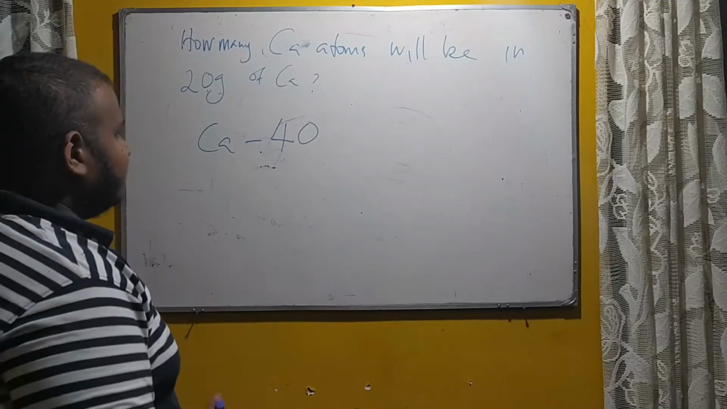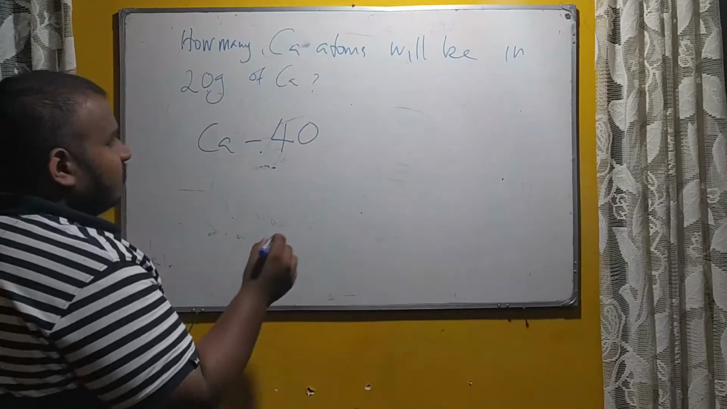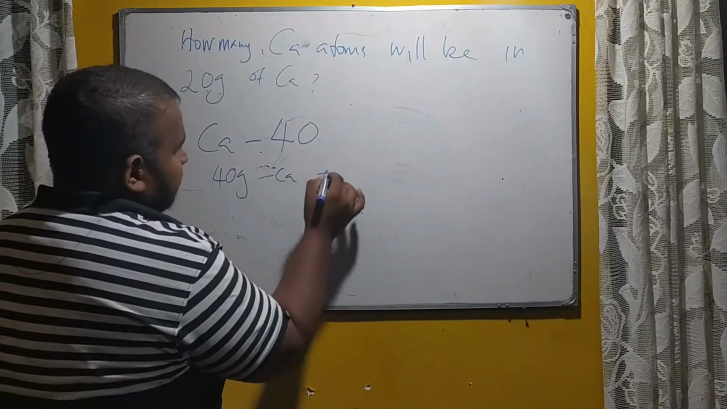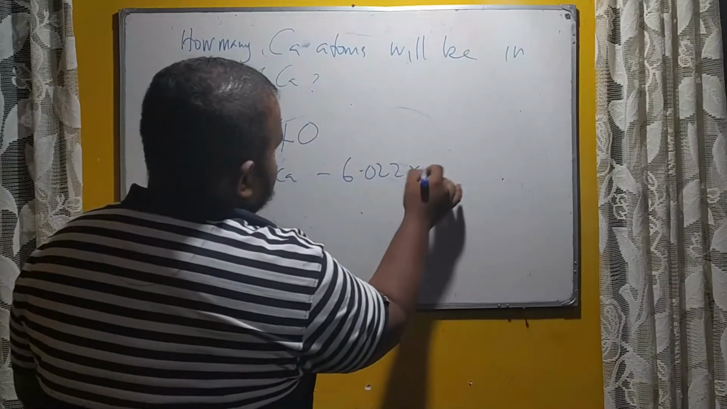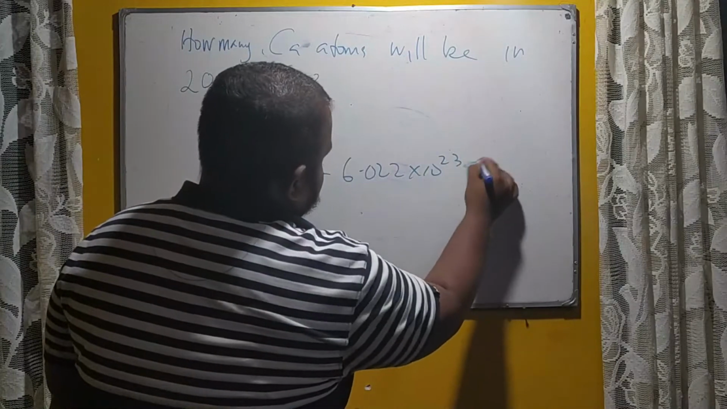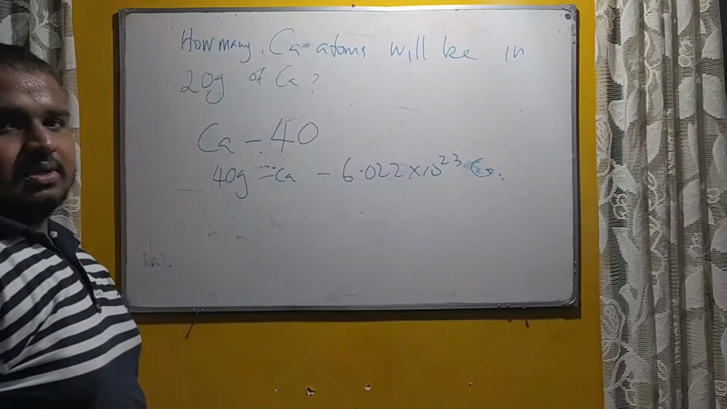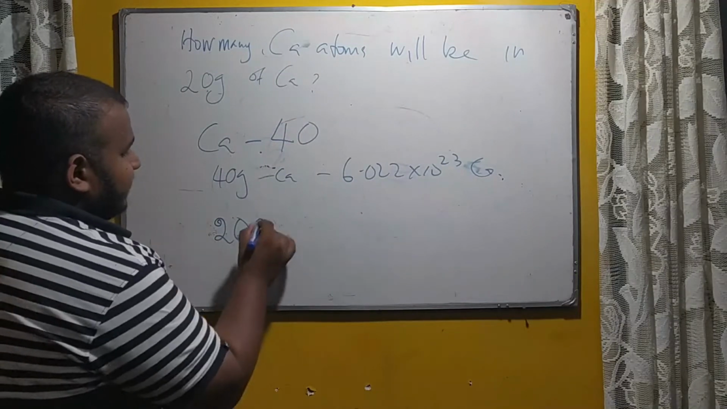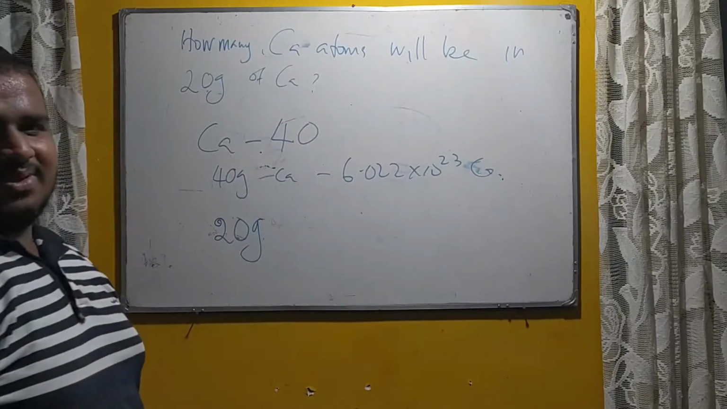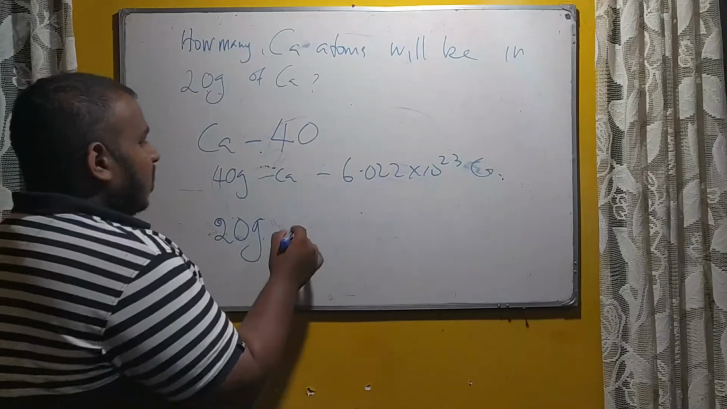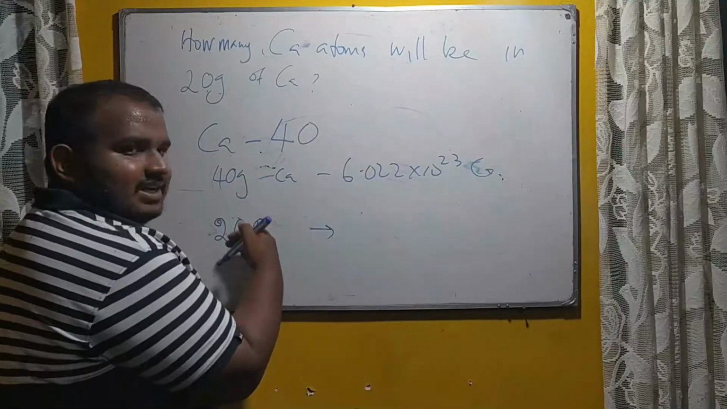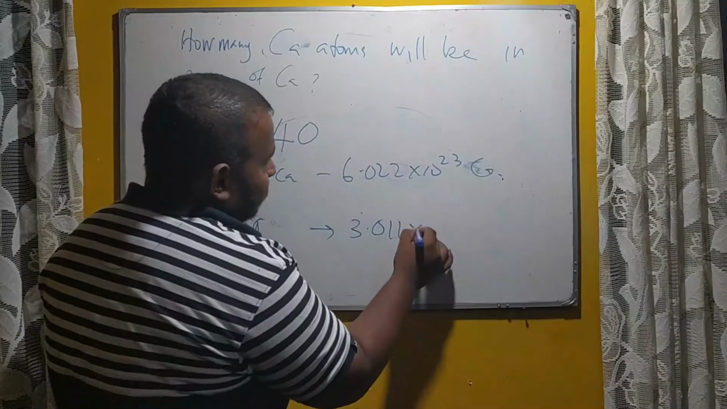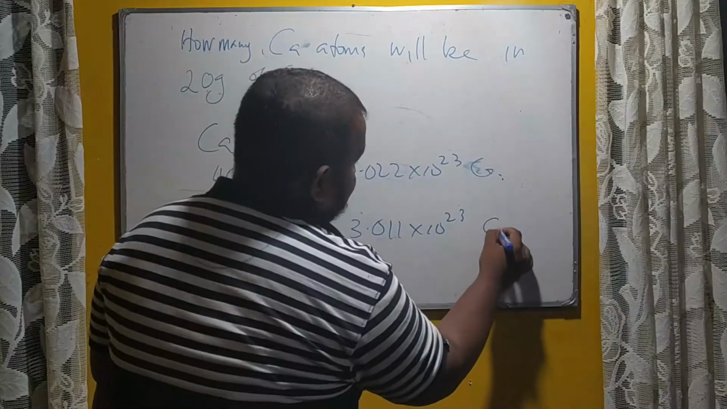Therefore, if you take 40 grams of calcium, there will be 6.022 into 10 to the power of 23 calcium atoms. But the question says they have taken 20 grams. So how many calcium atoms will there be? It is exactly half. Therefore, it will be 3.011 into 10 to the power of 23 calcium atoms.